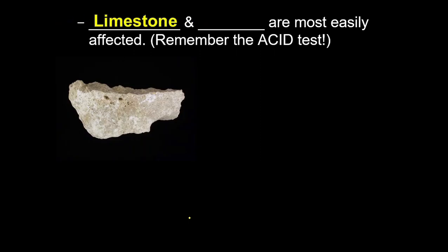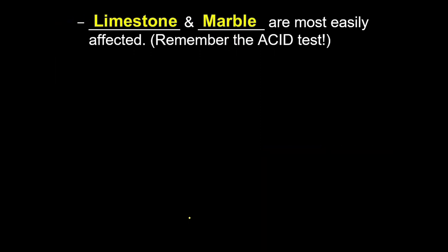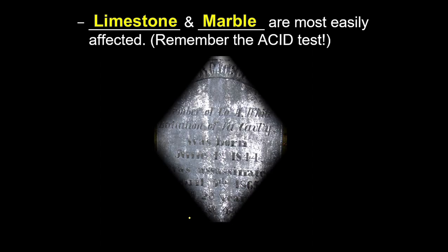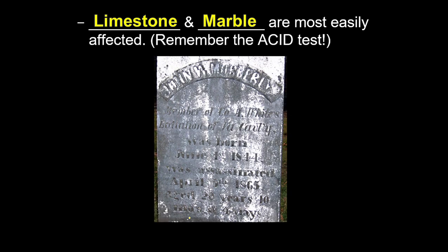Okay, so when we think about it, there are two different rocks, limestone and marble. And again, I know we haven't looked at the rocks yet, but we will. Those will most easily break down by the acid test or the acid rain. As we can see here, this is an example of a gravestone. This gravestone is not very clear anymore because it has been exposed to acid rain and the materials have slowly broken down. Very, very common.